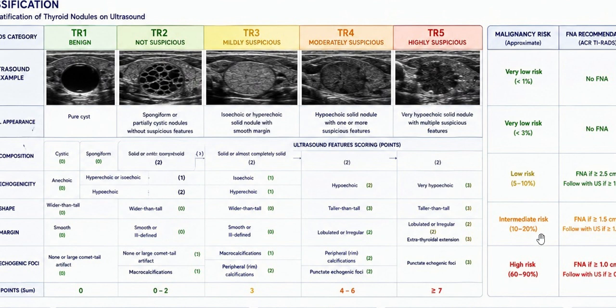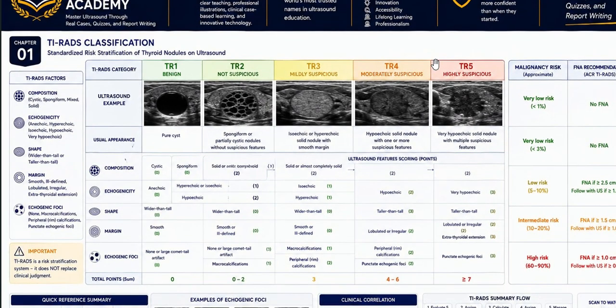So if your mass is intermediate risk, TI-RADS class 4, then they are saying if it's above 1.5 centimeters, you recommend FNA. But if it's less than 1.5 centimeters, you recommend follow-up. For the high risk, suspicious TI-RADS class 5, higher risk, 60 to 90% chance of malignancy, FNA is recommended if the mass is above 1 centimeter, and then follow up if it's less than 0.5. So this is how you use the TI-RADS calculator.